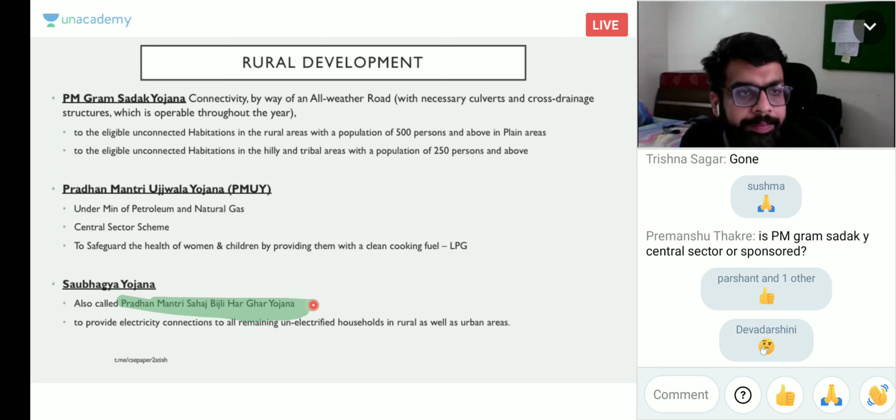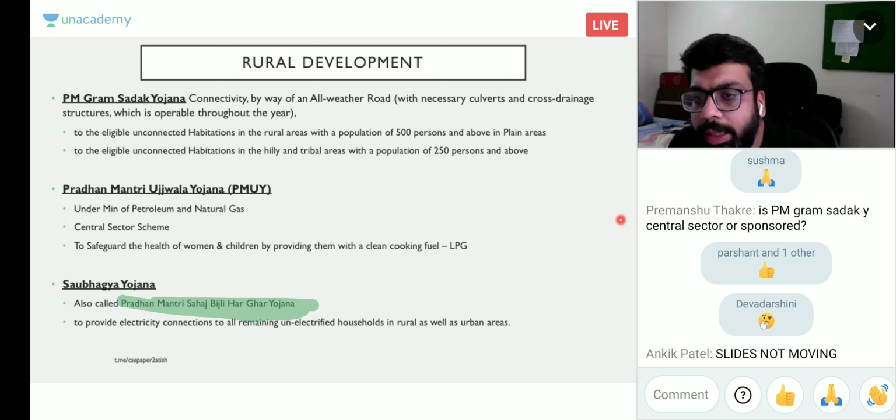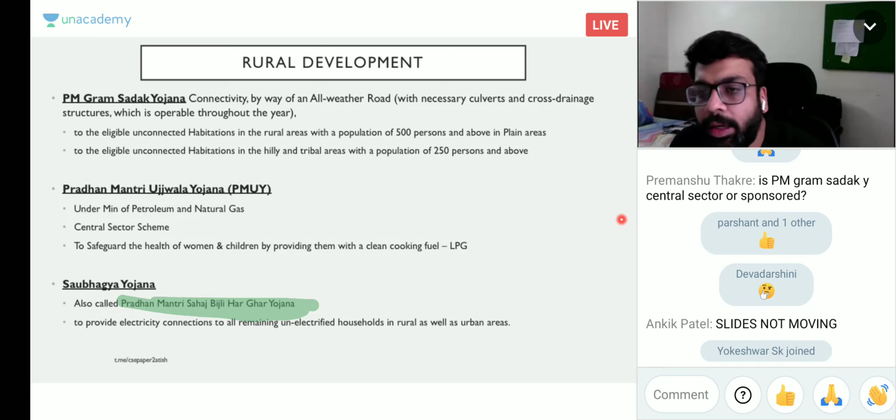Okay. Now, the Pradhan Mantri Gram Sadak Yojana depends on whether it is central sector or sponsored. It is a centrally sponsored scheme.